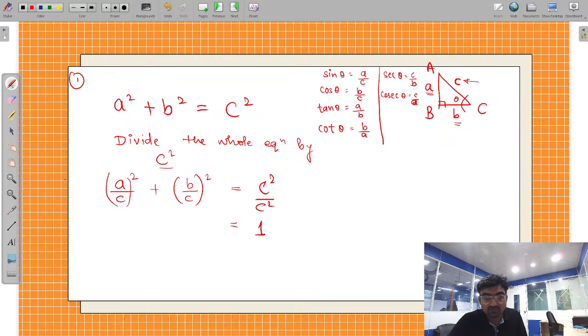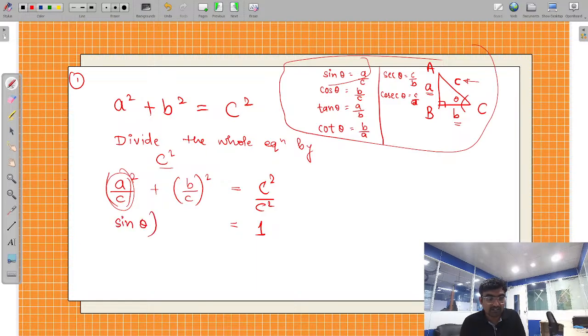Now c square by c square will give you the value of 1, right? And now a by c, just check these ratios. What is a by c? A by c is sine theta, correct? Sine theta ka square plus b by c. What is b by c? It's going to be cos theta ka square, right? I just replace these values from these ratios, correct? Sine theta is a by c, cos theta is b by c, correct?